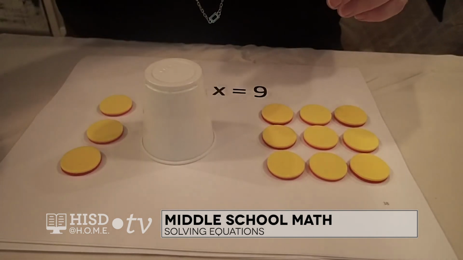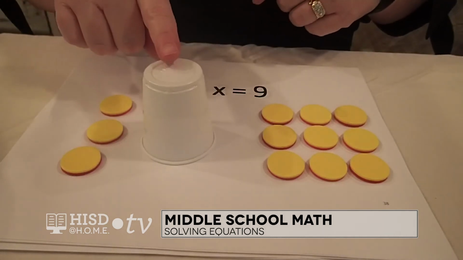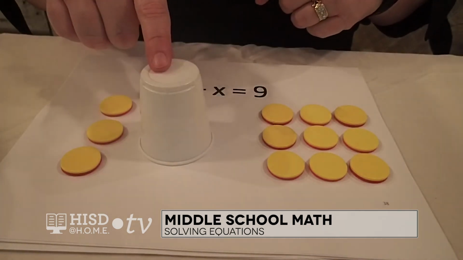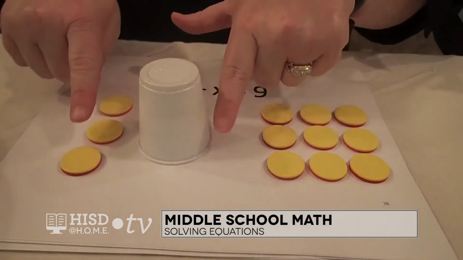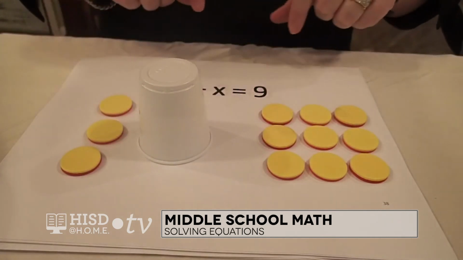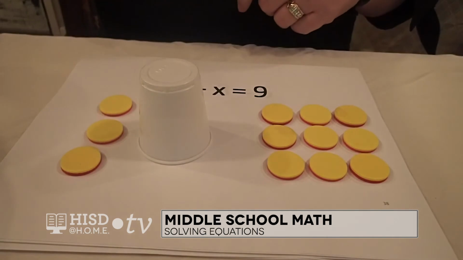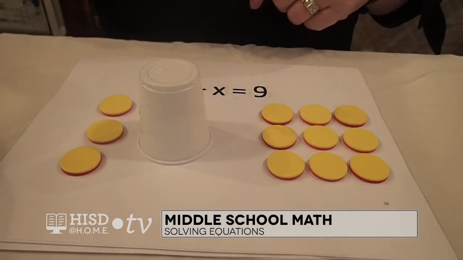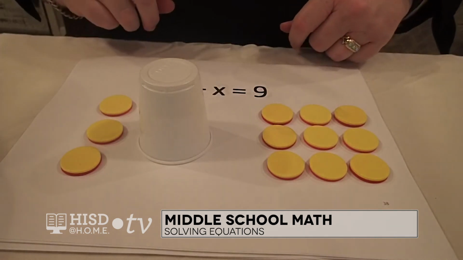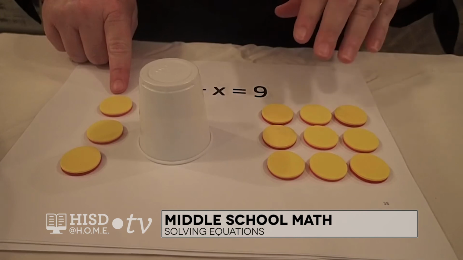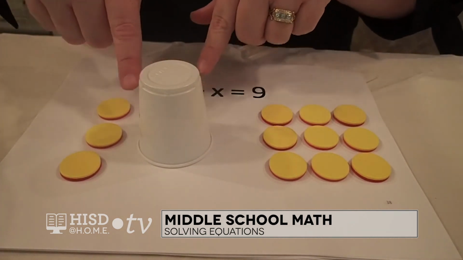This approach to solving equations is called cups and counters when you're talking to your parents. So we're trying to figure out how many counters should be held in this cup so that this side of the equation is equal to this side of the equation. What am I going to do? Right now, can you think to yourself, if I have 3 here and I need to have 9, how many counters should be in here?